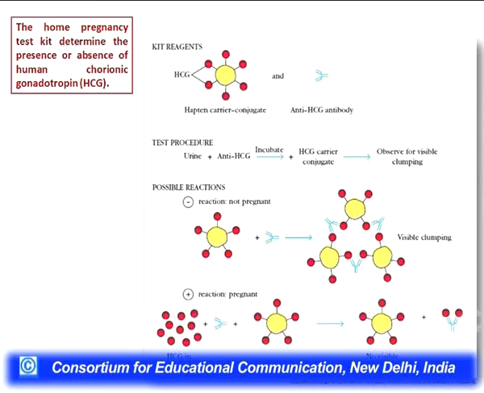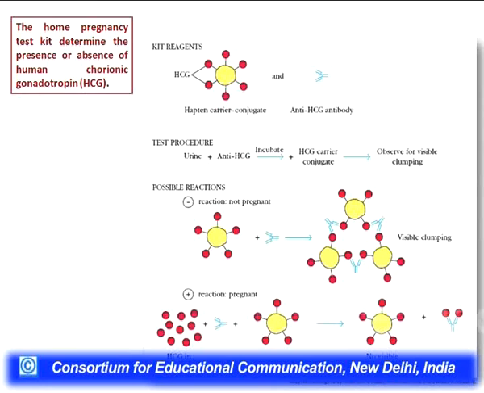Now, a pregnant woman is said to produce a large amount of HCG in her body circulation. So HCG is the hormone which is detected at a very early stage to say whether the woman is pregnant or not. The first possible reaction is if the woman is not pregnant: the urine of the woman is taken and put into the kit.